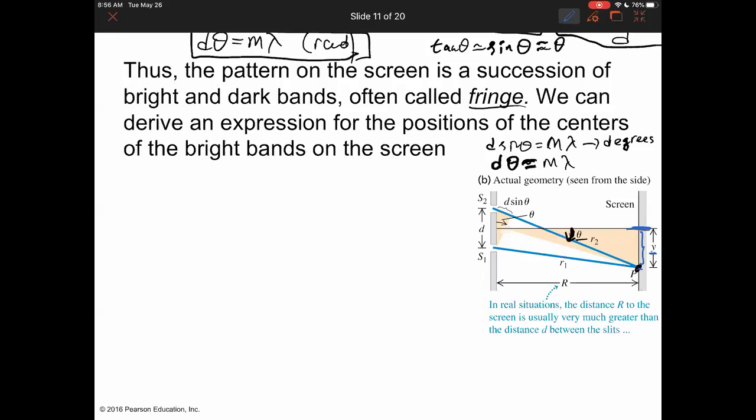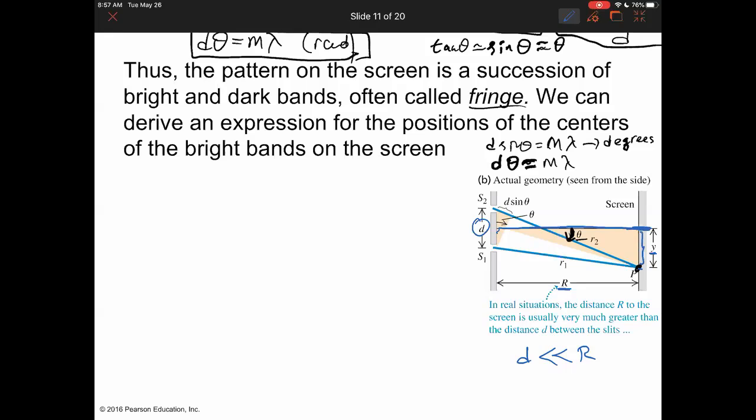So remember this central line over there, and we're going to use R for that. In a real situation, the distance R to the screen is usually very much greater than the distance d between the slits. So let's say d and R both have the same measurement of length, millimeters, centimeters, or something like that, but usually R is much greater than d. So it should be easy to figure out which one is R and which one is d in the problems. R is the distance from the slits to the screen.